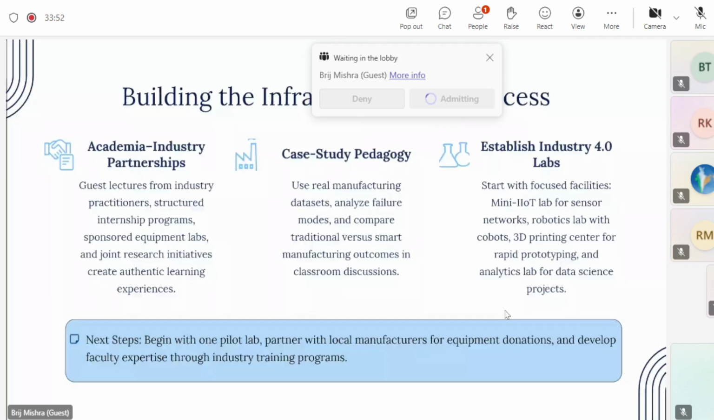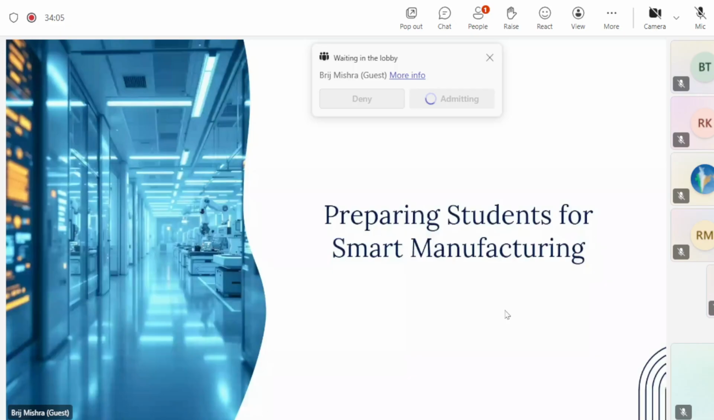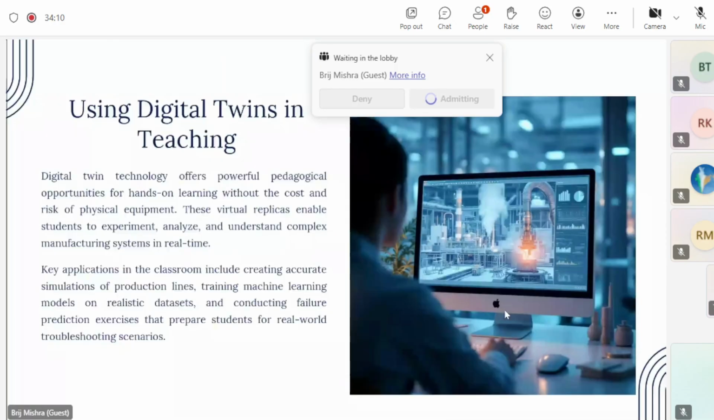Okay, what they can learn means their practice, their experiment in the institute itself. So that is definitely going to help them. Okay, so preparing a student for smart manufacturing. So whatever we discussed.